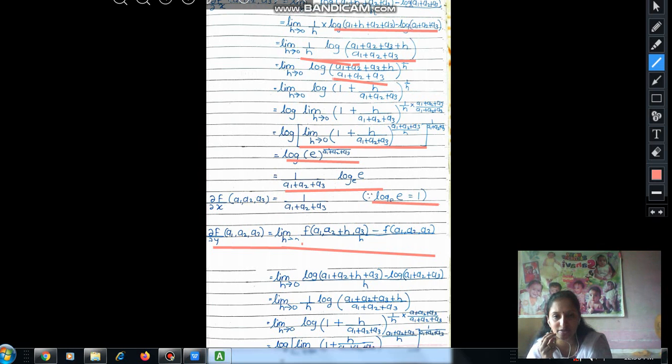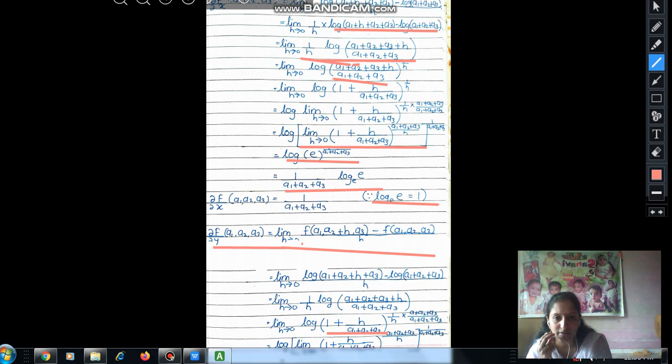So limit h will tend to 0, log of a1 plus a2 plus h plus a3 minus log of a1 plus a2 plus a3, upon h. Again the same, taking 1 upon h outside, subtraction of logarithms becomes division, that is log of a1 plus a2 plus a3 plus h upon a1 plus a2 plus a3. Now splitting the numerator, we get a1 plus a2 plus a3 upon a1 plus a2 plus a3, which is 1, plus h upon a1 plus a2 plus a3.